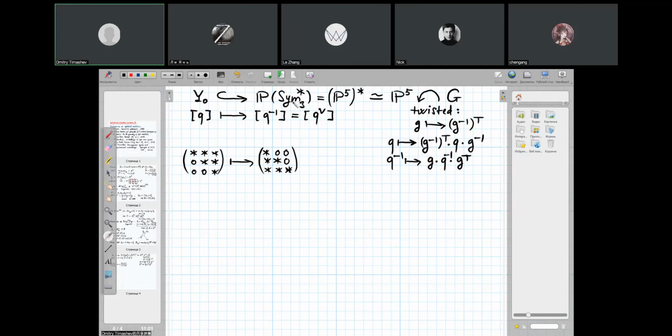This space is just the symmetric. Well, I mean, if your projective plane is the projective... I see. Since G acts on Q as G times Q times G transposed, well, is it true? Yes.